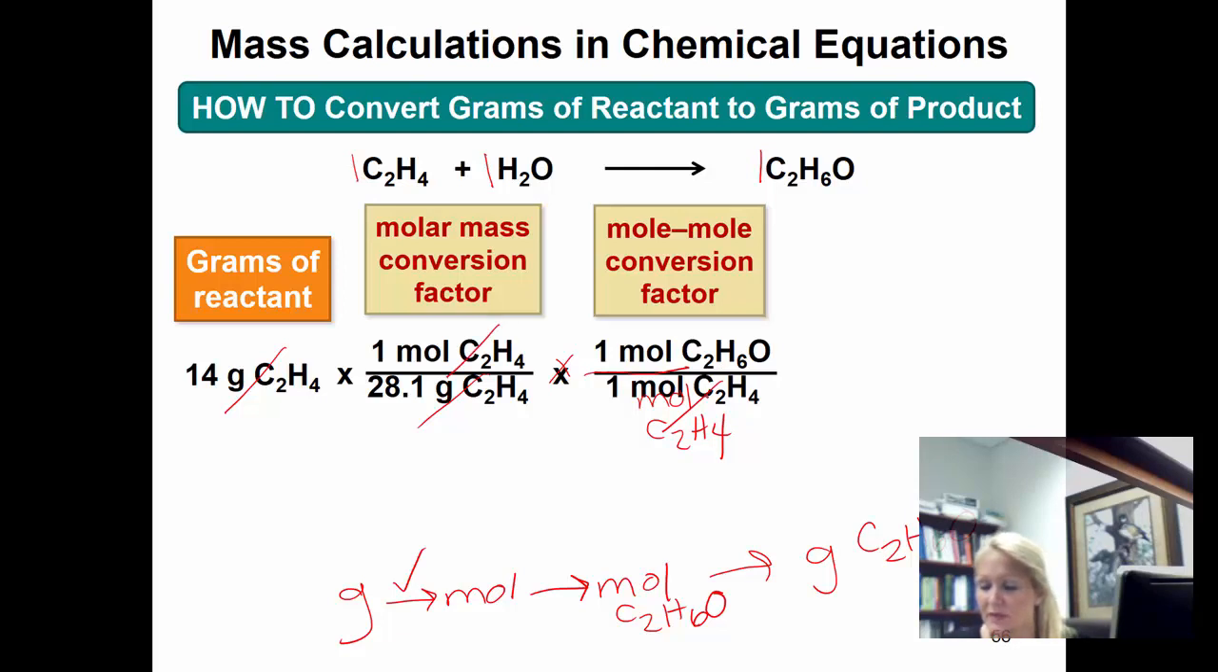All right, moles cancel. We have to have mole C2H4 on the bottom, and then we put moles of what we're looking for. So this is our mole to mole ratio, and we plug it in so that C2H4 cancels with moles of C2H4. Okay, now we just add one more step.